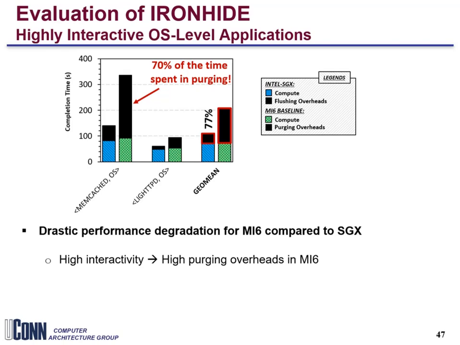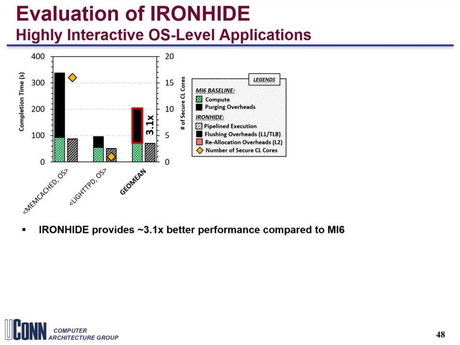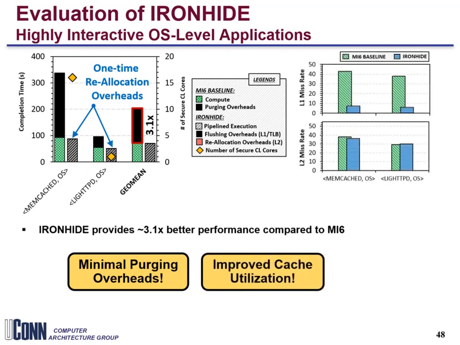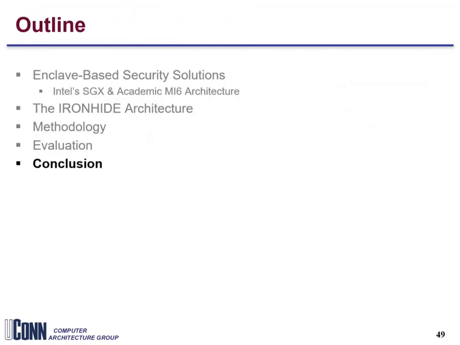Moving forward, when MI6 is compared against IRONHIDE, we see that IRONHIDE improves the overall performance by 3.1x over MI6 for OS-level interactive applications. This is primarily because of minimal purging overheads due to spatial pinning of the secure processes, and it incurs only one-time reallocation overheads across the clusters, and also because of better private cache and shared cache utilization.